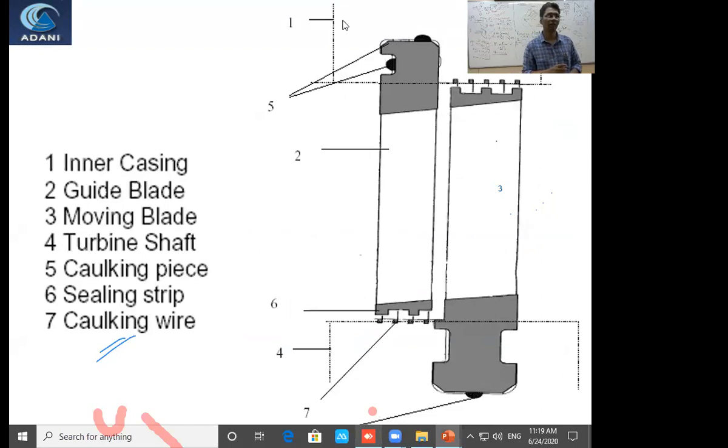And that is the blade tip, and how the tip is sealed to prevent interstage leakage. Inner casing, guide blade, moving blade, turbine shaft. Next.